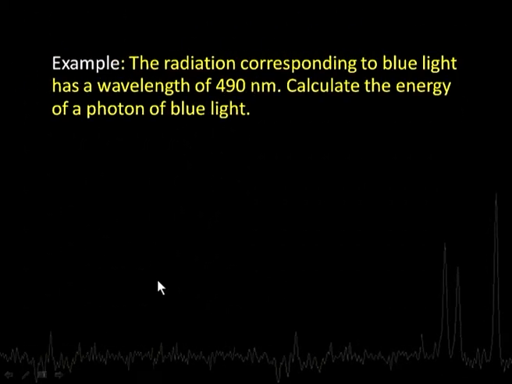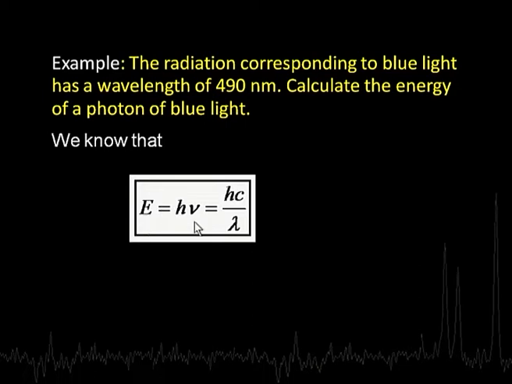Now, let us take another example based on this particular relationship. Suppose I have a radiation, this blue light, which has a wavelength of about 490 nanometers. If I want to compute the energy of 1 photon of blue light, how do I go about it? Essentially, we know that E is equal to h nu, or h c by lambda. We have just learnt about it.